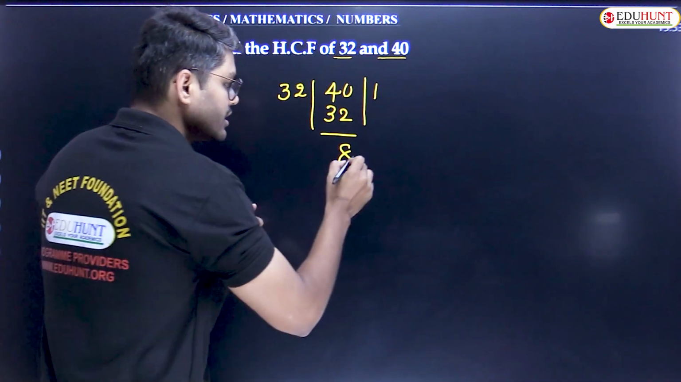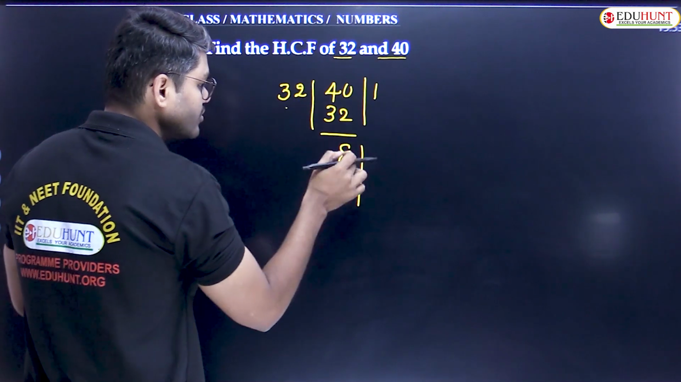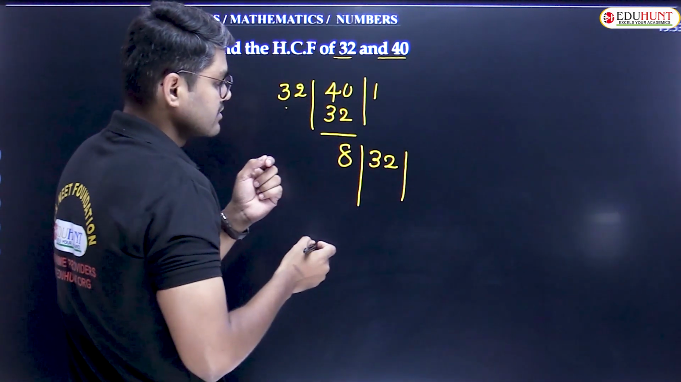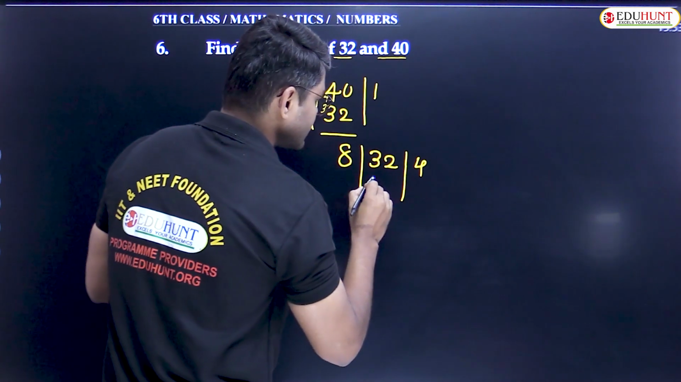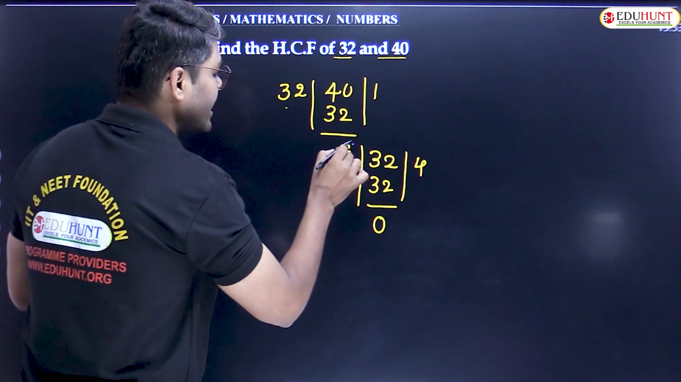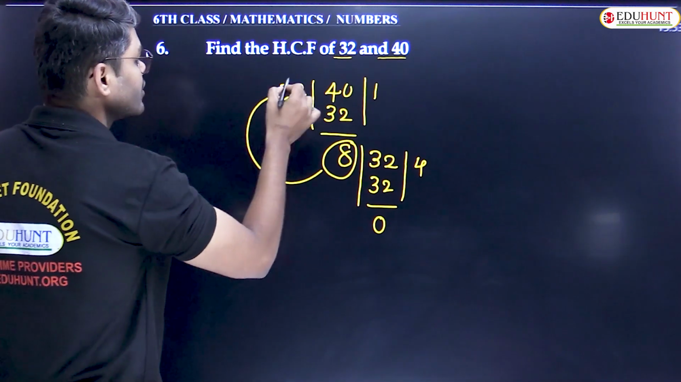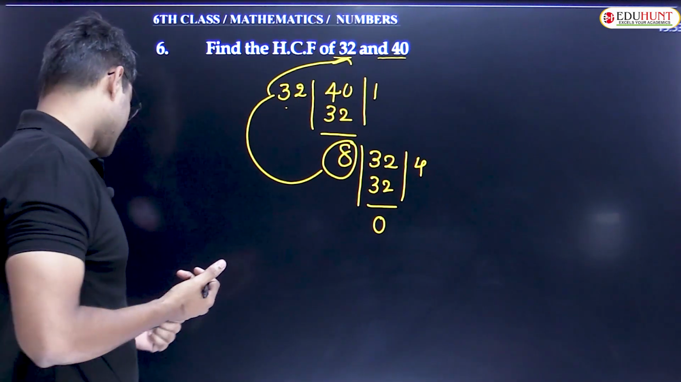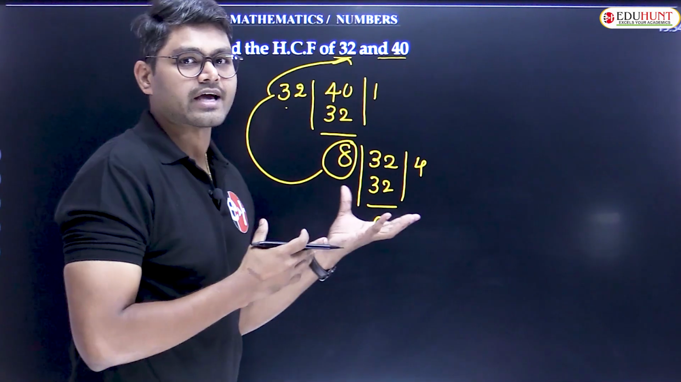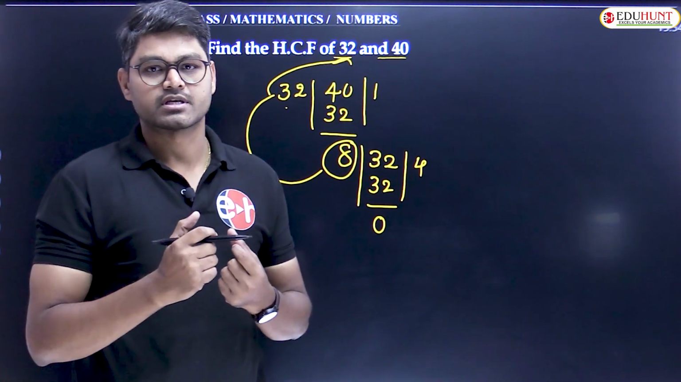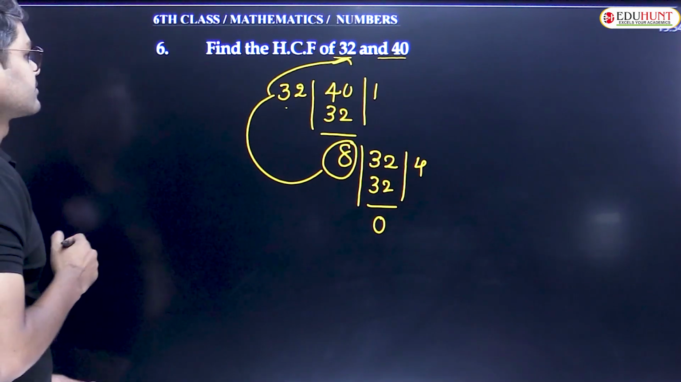Now divide this 32 by 8. 8 4s are 32, remainder is 0. Therefore here 8 is the HCF of both 32 and 40. Okay, right. This is how we are going to calculate the HCF of any two numbers by using the long division method. Okay, let's see the next example.